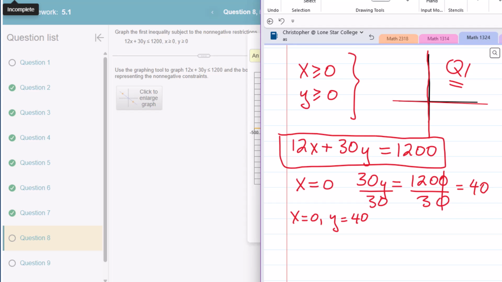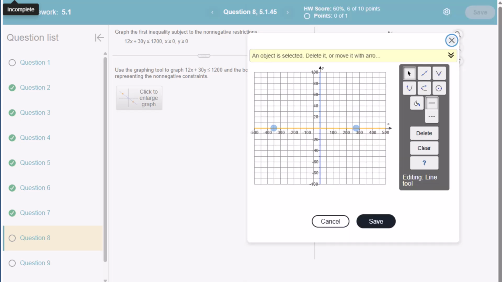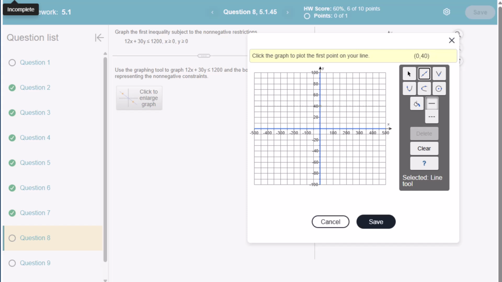Well, what if y is 0? If y is 0, that gives me 12x is 1200. And if I divide by 12, I get 100. All right, so I need 100 for x and 0 for y. And 0, 40. All right, 0, 40. Got that. And 100 and 0.